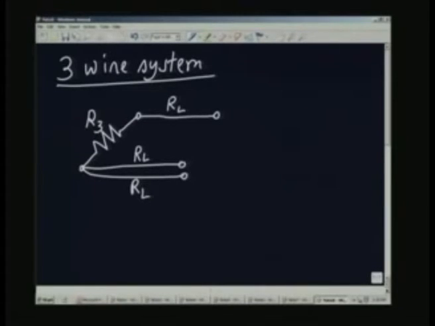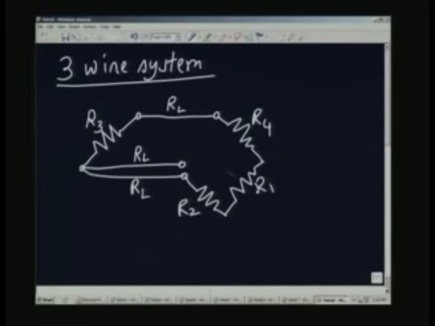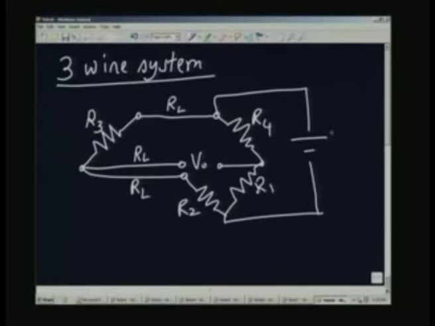Okay. Now, what I am going to do is, I am going to connect this to R2, on the other side I am going to connect R4, and here is R1, and I am going to measure the output V over here, and I am going to impose the supply voltage here. This is the Vs. Okay. This is positive and negative terms of the battery, and I am going to monitor this.